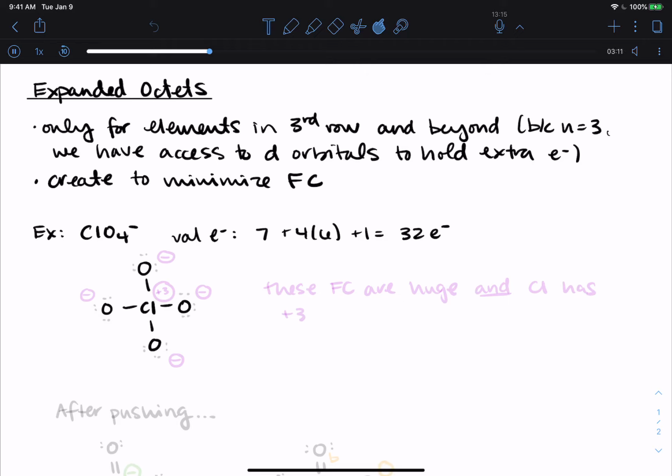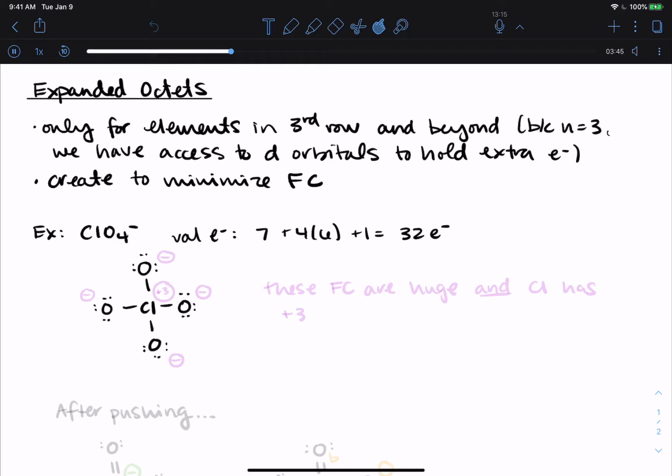I fill in my octets for the outer atoms. And 8, 16, 24, 32. I've used all of my electrons. I don't have any extra that I need to put around chlorine, but that's actually fine because chlorine has an octet. So the only thing left for me to do is calculate formal charges.